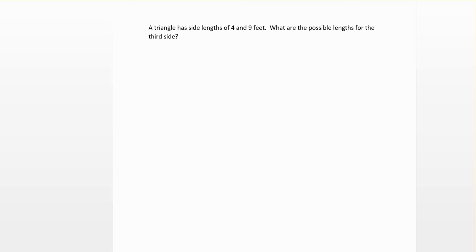Now, if you look in your book or at an example, if you go through your MyMathLab homework and use the View an Example button, they're going to go through a different way of doing this. I want to give you a shortcut for this. And the shortcut is simply this, that if the two sides have lengths of 4 and 9, then the third side is going to have to be, so let's do it this way. The third side has to be greater than 9 minus 4, and the third side has to be less than 9 plus 4.